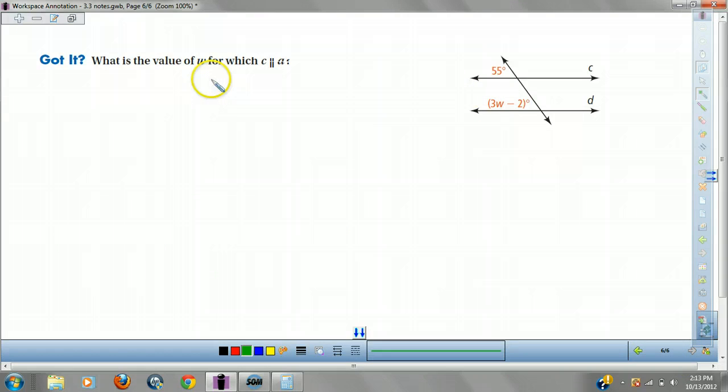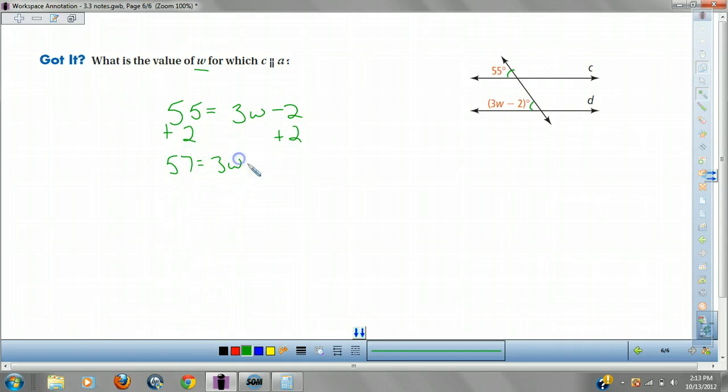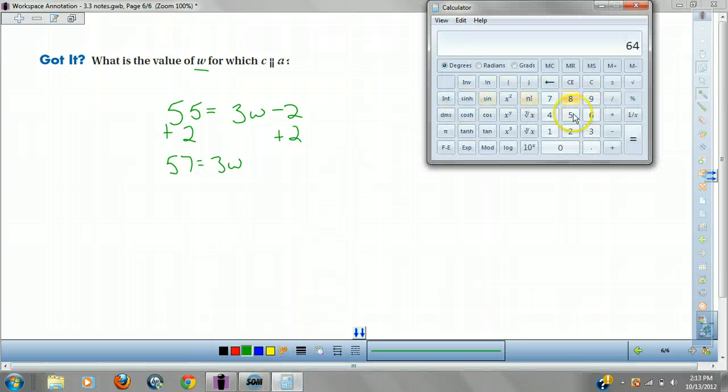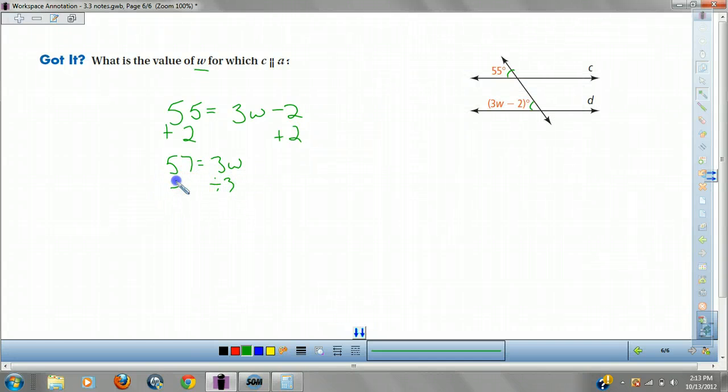Okay. What value of W would make C and D parallel? Well, these are corresponding angles, so those have to be congruent for those 2 lines to be parallel. So what do you do if they're congruent? You set the values equal to each other. 55 equals 3W minus 2. Then we use algebra. Add 2. Add 2. 57 equals 3W. Right? And then, I'm going to grab my calculator. You know, 57 divided by 3 equals 19. And that's all there is to it, because when we plug in 19 for W, we end up getting 55 and 55 for our corresponding angles. Hence, those 2 lines are parallel.